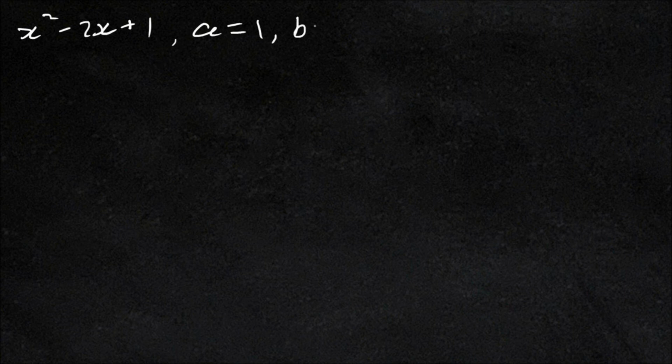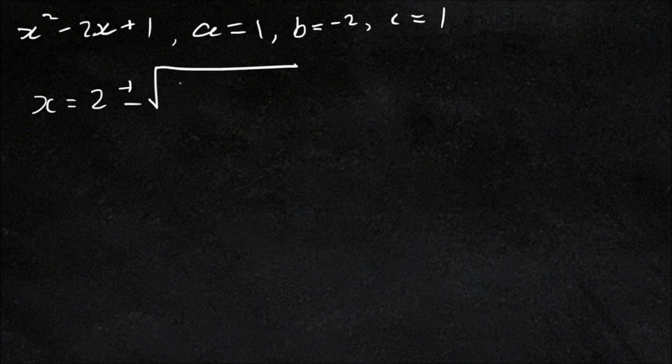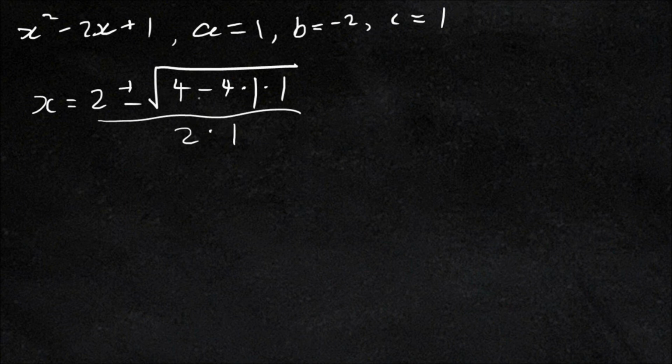x squared minus 2x plus 1. So in this, a would be equal to 1, b equals minus 2, and c equals 1. Putting this in the formula, we get x equals minus b, which is minus minus 2, plus or minus the square root of b squared, which would be 4, minus 4ac, all over 2 times a. So this would be 2 plus or minus the square root of 4 minus 4, which is 0, divided by 2. The square root of 0 is just 0, so that's 2 over 2, which is 1.